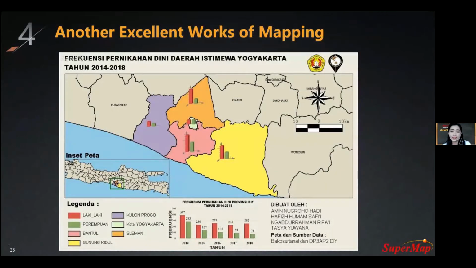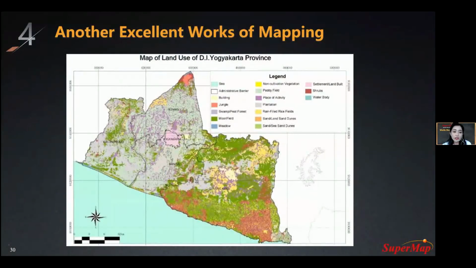And this map is of the frequency of the early marriage in the special area. And these two graphs represent the content charts of the early marriage, both man and woman. And this map is the land use map. So when we make the land use map, we should pay attention to the color. We should use the red color, and you can refer to the regulation of some requirements.